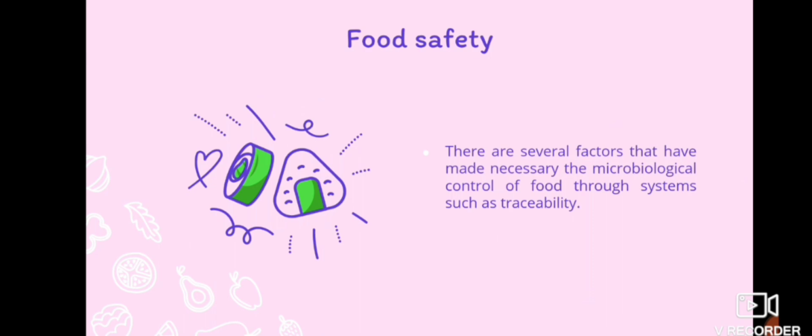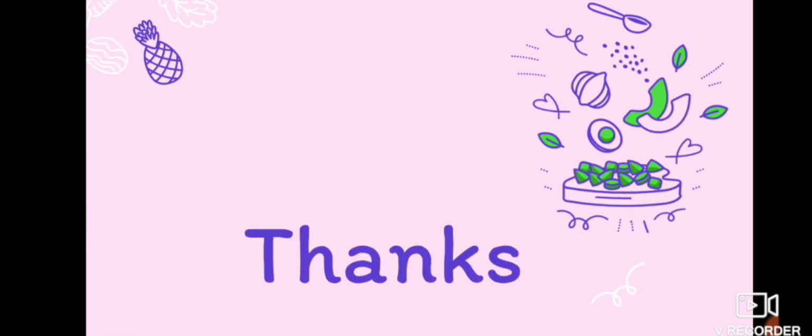There are several factors that have made necessary the microbiological control of food systems such as traceability.